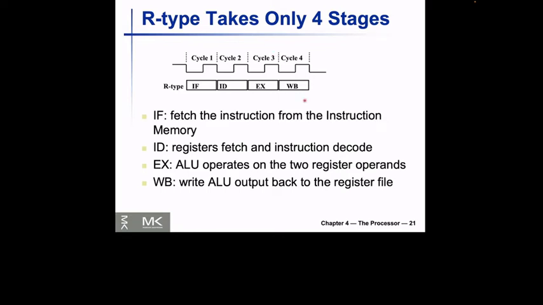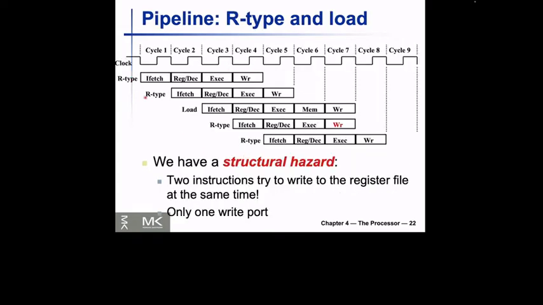All right. So R-type takes only 4 stages. It doesn't need to go through the memory access stage. So let's look at the case where we have one load instruction followed by an R-type instruction. The load instruction needs to go through the entire 5 stages, but the R-type instruction only takes 4 different stages.